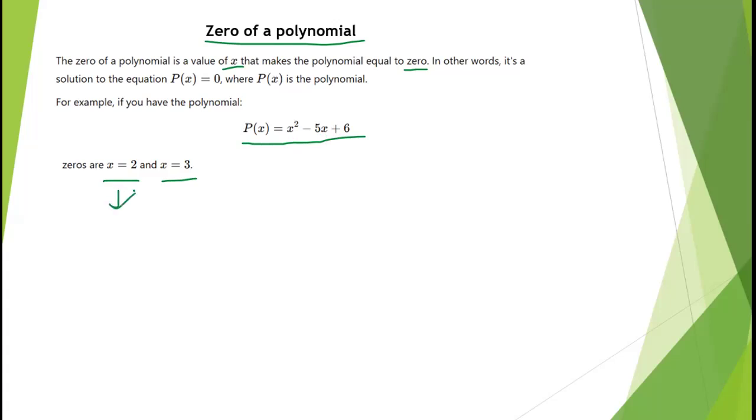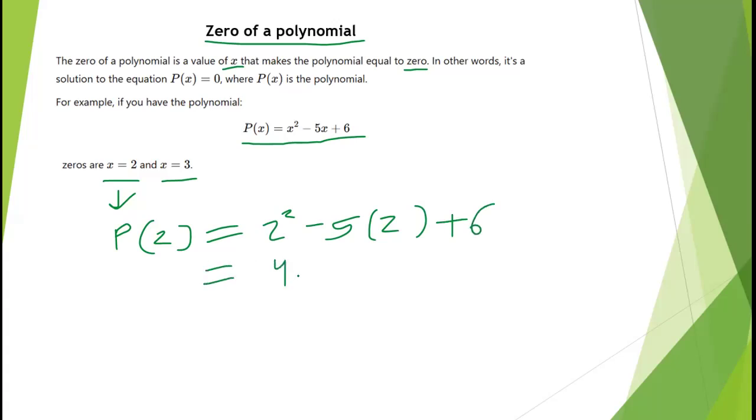Now if I put x equal to 2, what we will get? I am putting x equal to 2. So x equal to 2 means 2 square minus 5 into 2 plus 6. This will give us 4 minus 10 plus 6. So this is equal to minus 6 plus 6 equal to 0.